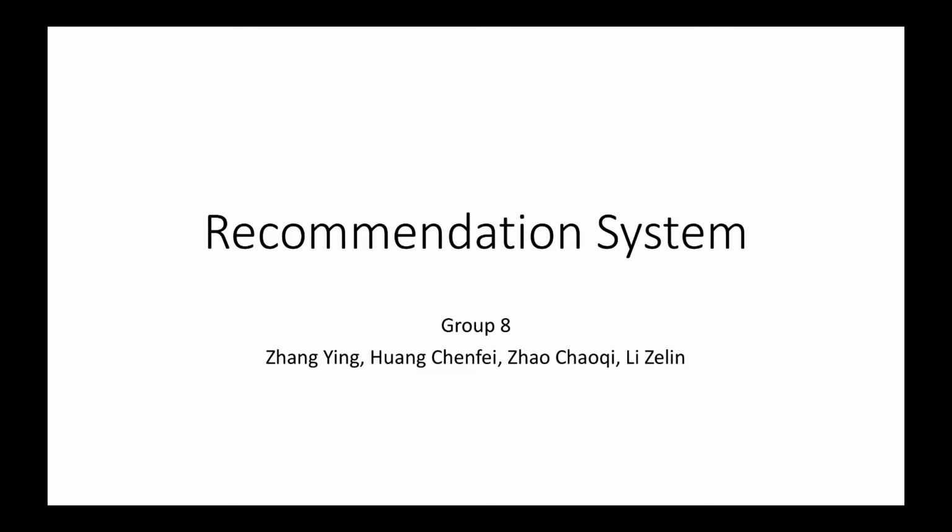We are going to talk about our machine learning project, which is the recommendation system on movies. We chose two different methods, SVD and CNN, to realize the system and try to find out the different performance by using them, and then give a conclusion.